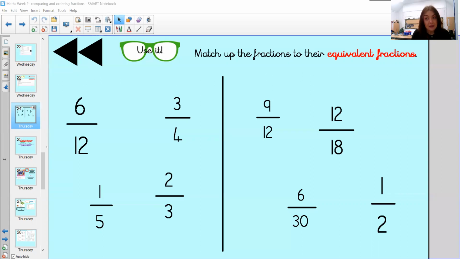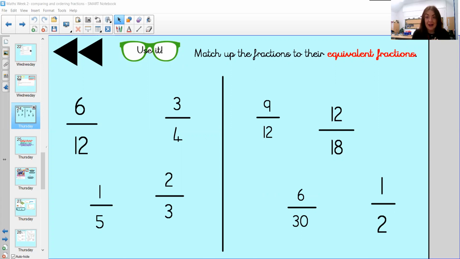So I'm hoping that you are saying that an equivalent fraction has a different numerator and a different denominator, which shows the same value. Okay, it shows the same amount of that whole, even though it's cut into different parts and you have a different amount of them, they show the exact same amount of that same whole.